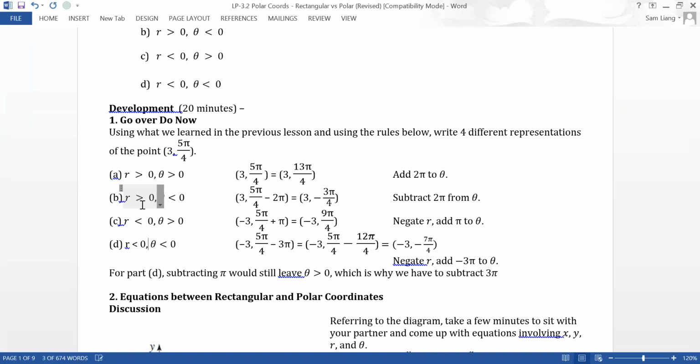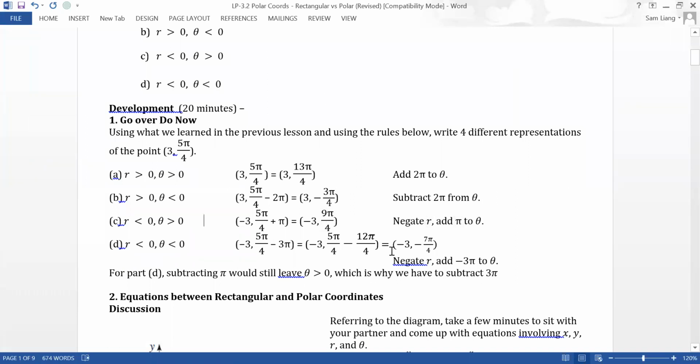For part C, we had, sorry, negative radius and positive angle. So we negate the r value, so 3 becomes negative 3, and then we add pi to the angle, so we get negative 3 and 9 pi over 4. Pi, you can see as 4 pi over 4, since we're adding fractions. So we get 9 pi over 4 for the angle. So again, negate r, add pi.